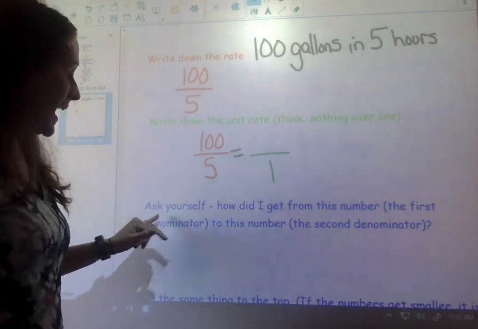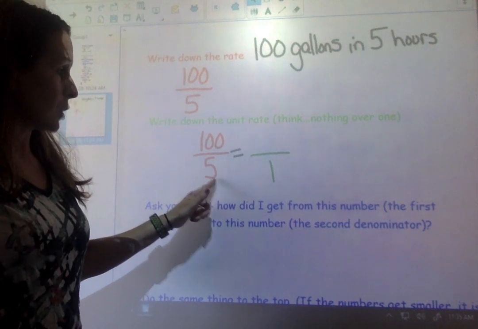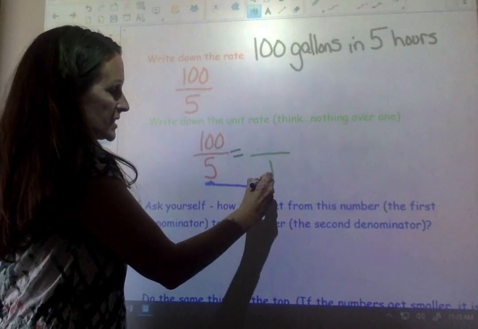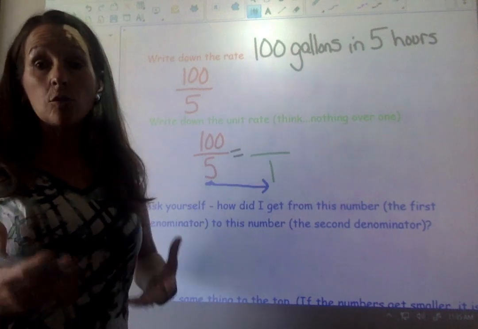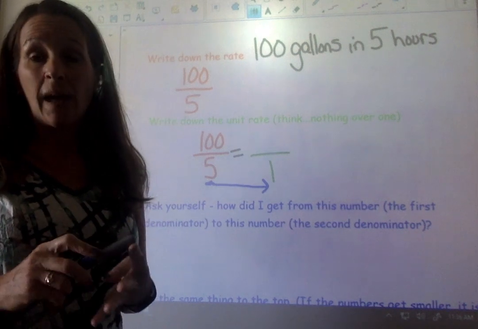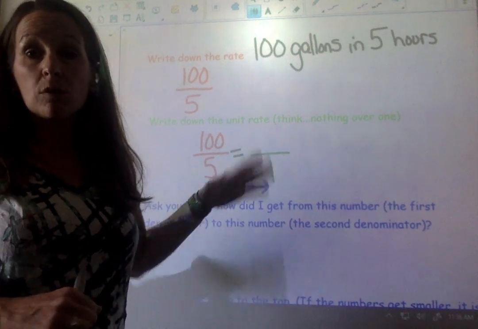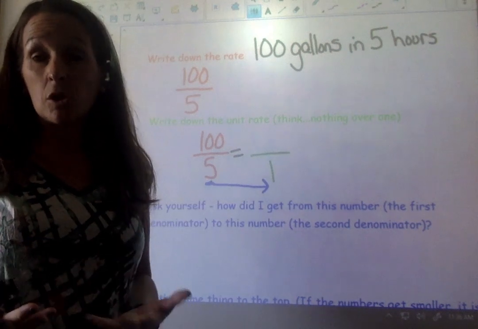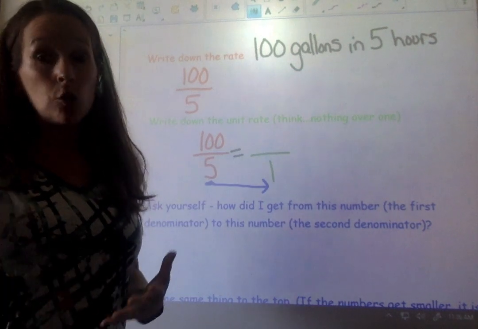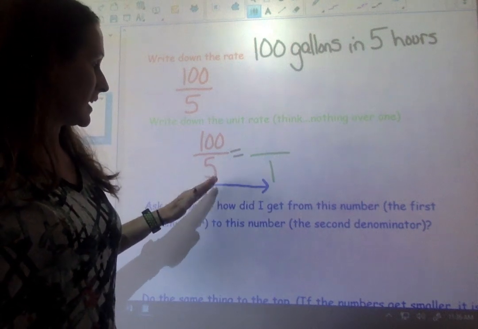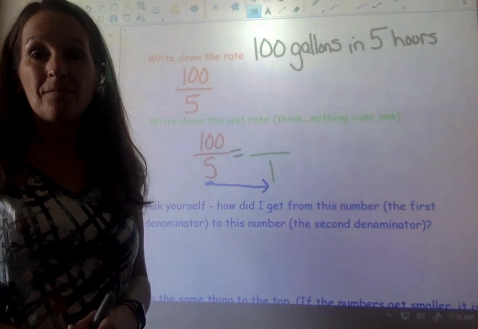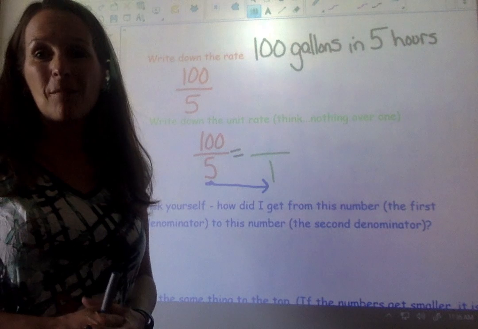So the next thing you're going to do, ask yourself, how did I get from this number to this number? And so basically you're going from this first denominator to this second denominator. How do I move from 5 to 1? Remember, in math, there's only 4 operations that you could do: add, subtract, multiply, and divide. And when we're dealing with fractions, you're really limited to multiplication and division. Because my number is getting smaller, I'm dividing. So in your brain, think, what can I divide into 5 to get 1? Or 5 divided by what gives me 1? That answer is 5. 5 divided by 5 is 1.